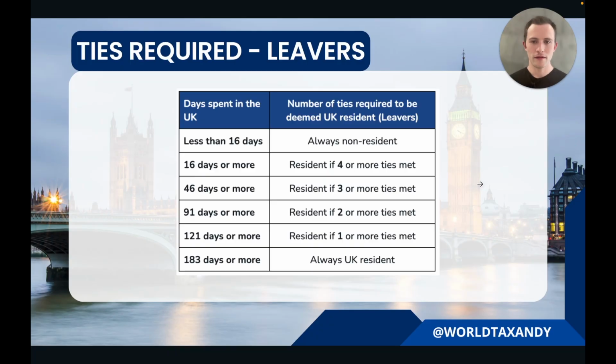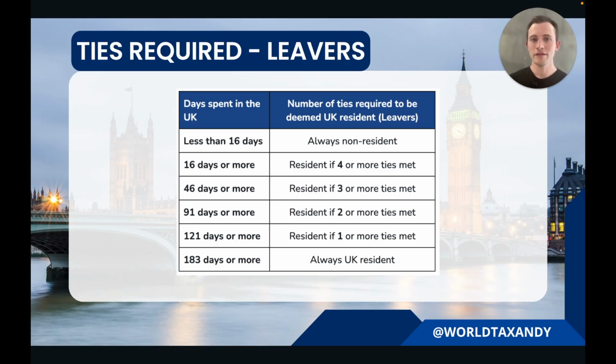So this is the table for leavers, and basically this shows you how many days that you're entitled to depending on the number of ties you've got. So as we saw earlier, if you spend less than 16 days in the UK, you're always non-resident due to the automatic non-residence test. If you meet 4 ties, then you're tax resident by spending 16 days or more in the UK, so you'll need to spend 15 days or less.